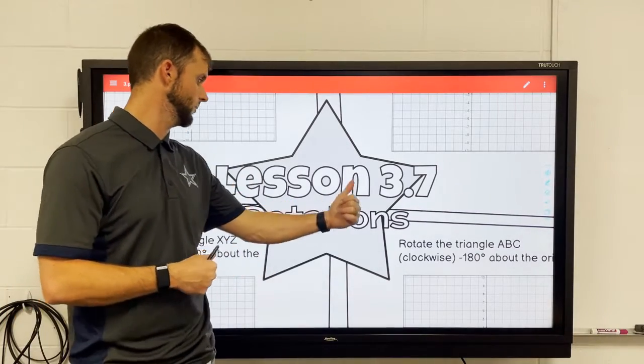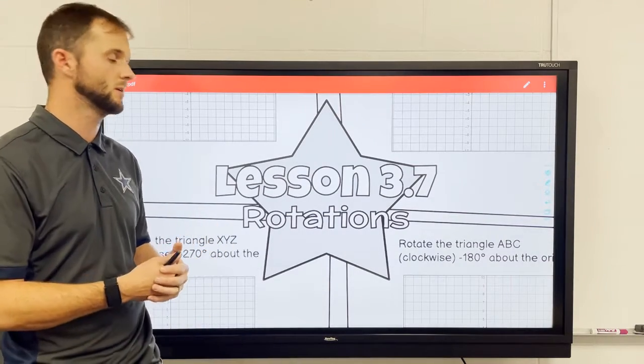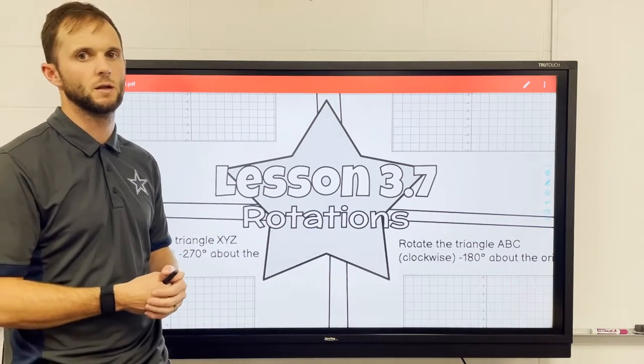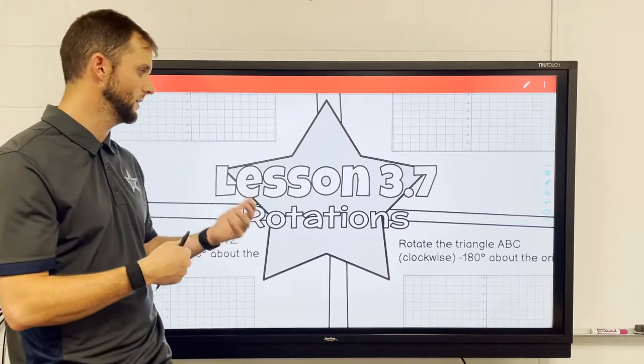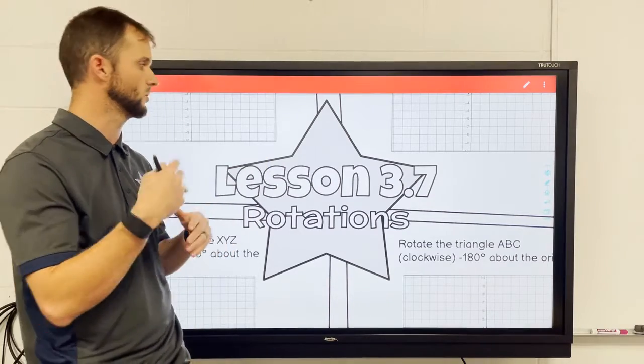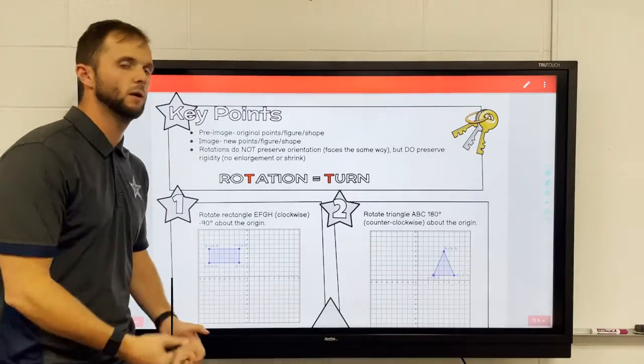I hope you're ready to do some rotations today. So we're doing lesson 3.7, which has to do with rotation. We've been doing all these different transformations, and the last one we're going to touch base on is rotating, counterclockwise or clockwise, 90 degrees, 270, just rotating or turning, I guess you could say. So let's jump into that. The first thing we're going to look at are the key points.